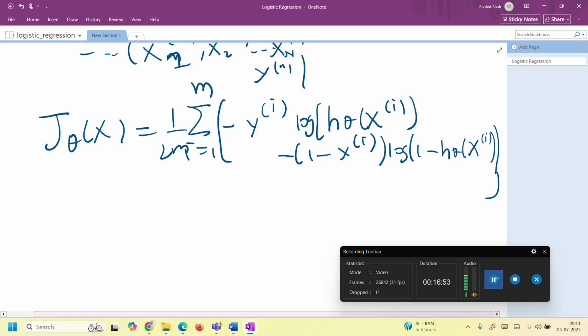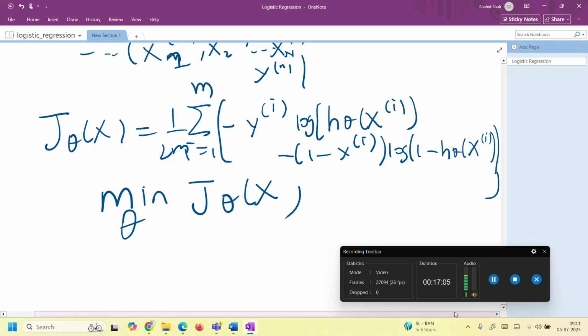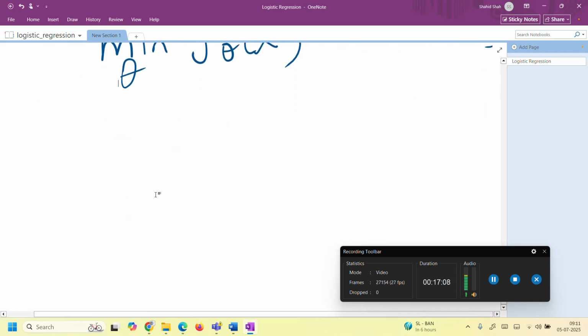So this is the loss function, the cost function now. The goal is to minimize J(theta) of x and find the value of theta which minimizes this cost function. That will solve the problem. So graphically, how do we look at it?